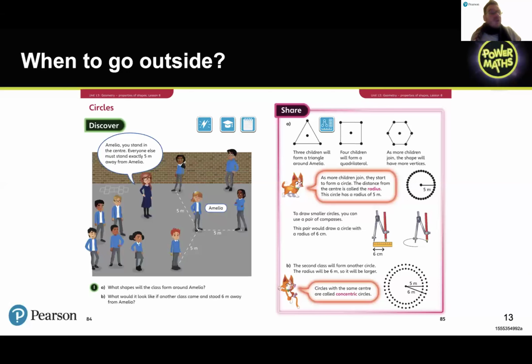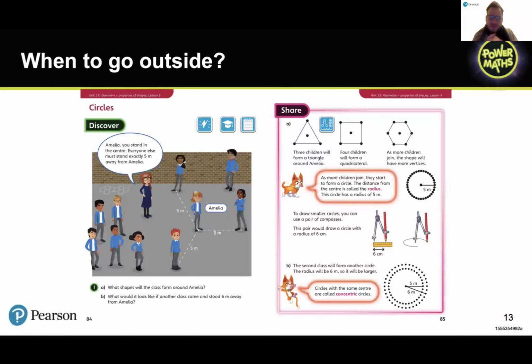Now, this lesson is not your typical number, place value, calculation lesson. It's about a specific objective in year 6 around the parts of a circle, naming the parts of a circle. And it's going to seem like, oh, this is geometry.